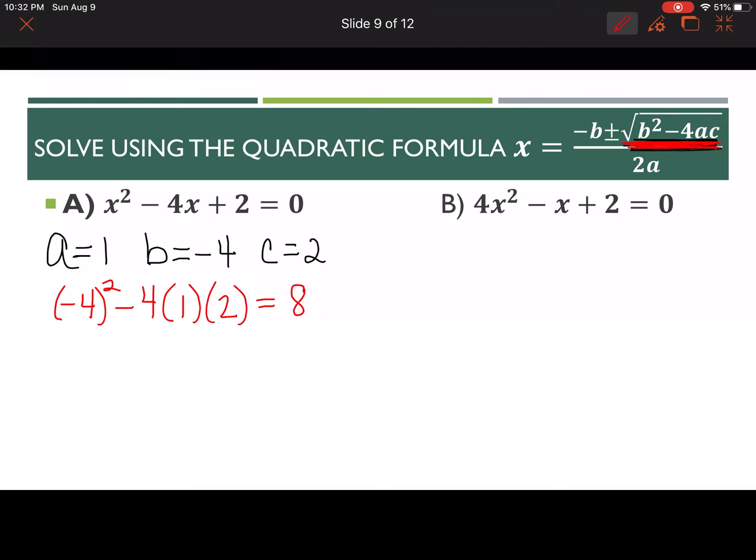So our solutions, because this is positive, I know that I have two real solutions. So I'm looking for two answers because that 8 is a positive 8. So we have x equals negative b, which is the opposite, so that's a positive 4, plus or minus the square root of 8, divided by 2 times a, which is 2.